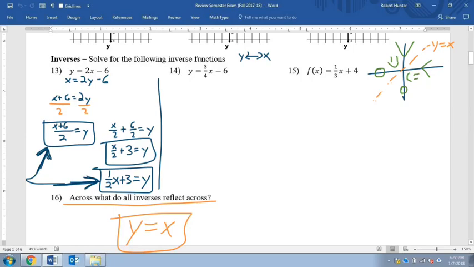Okay? So at this point, I want you to try a few of these. Pause this video, try 14 and 15. Or at least try 14. But switch x and y and resolve. Hopefully you did that. So here we go. We'll start off. X equals 3/4 y minus 6. So we'll move the 6 over so that it becomes x plus 6 equals 3/4 y.